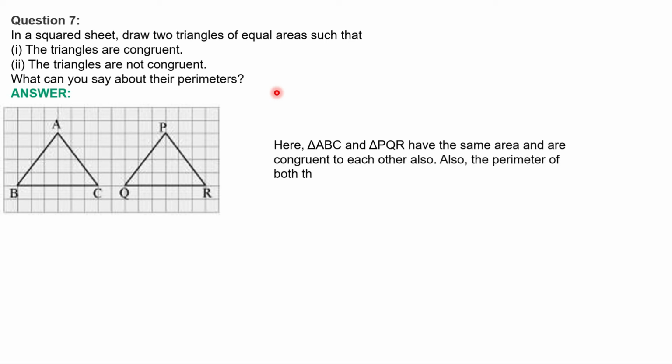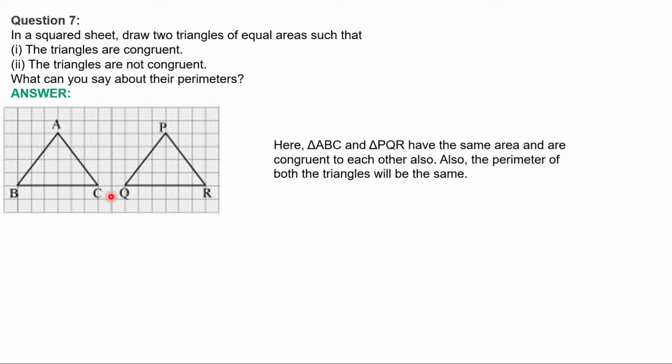Also, the perimeter of both the triangles will be the same. How can you say that? You can measure how many boxes are there. And with the help of butter paper, you can also prove this by superposing them on each other. It can be proved that their perimeters are equal. And one more thing, if the triangles are congruent, that means definitely their corresponding sides must be equal. If the corresponding sides are equal, then their perimeters are also equal.